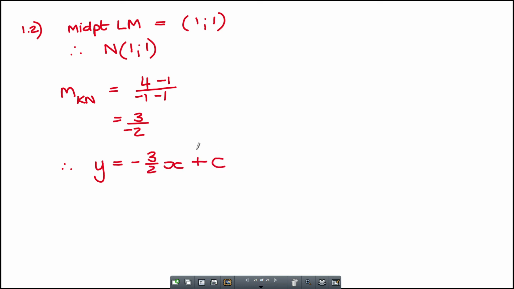Nou kort ek nog die waarde van c, nee, I still need the value of c. What can I do? I can substitute in any point that will be on that line. En wat se punt het ons? Die punt van N.